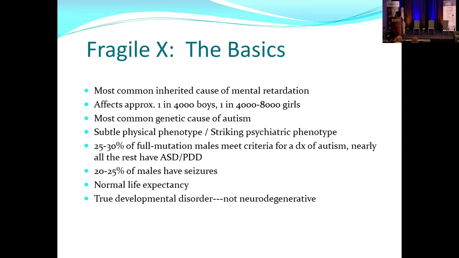About 20 to 25% of males have seizures. Most of those folks don't really have lifelong seizure disorders. They may have a seizure here, a seizure there. Most of the time, the seizure disorders are pretty well controlled. Our son has the seizure disorder, and it's reasonably well controlled, but he still has breakthrough seizures, even on 3 different anticonvulsants. Most importantly, Fragile X is a true developmental disorder. It's not neurodegenerative. These folks have a normal life expectancy, and they don't really have a whole lot wrong with the brain, except that it doesn't seem to develop over time.